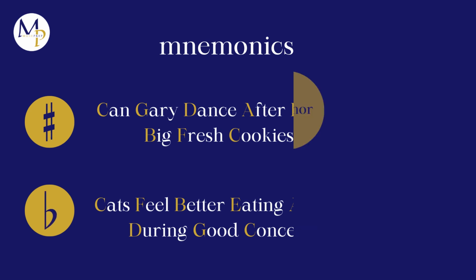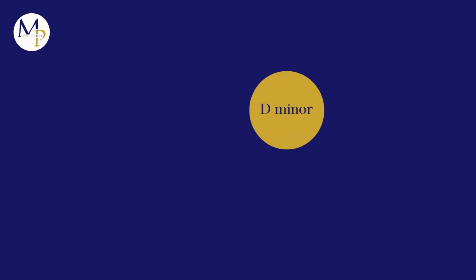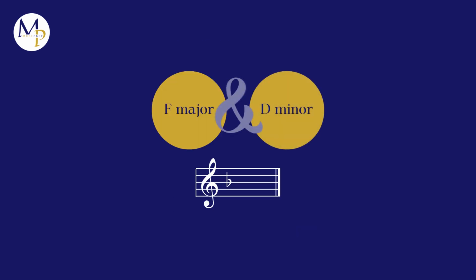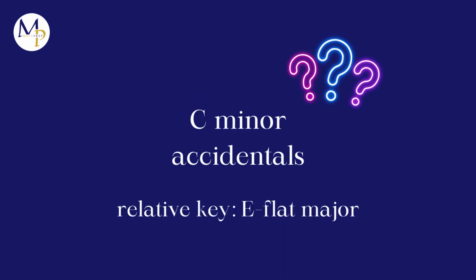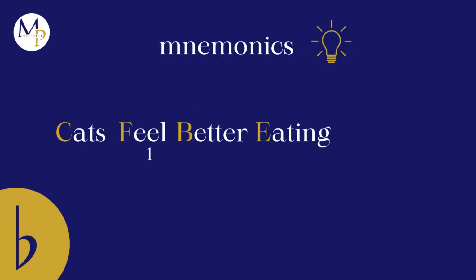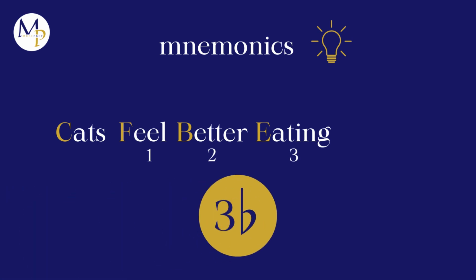To find the key signature of a minor key, simply determine its relative major. For example, C minor is the relative minor of E flat major. E flat major is the 3rd flat key, so C minor has 3 flats as well.